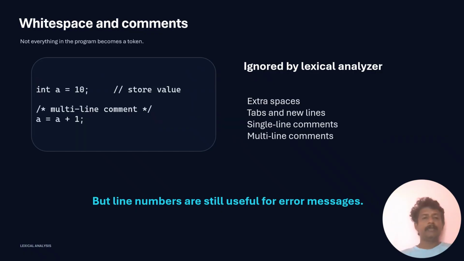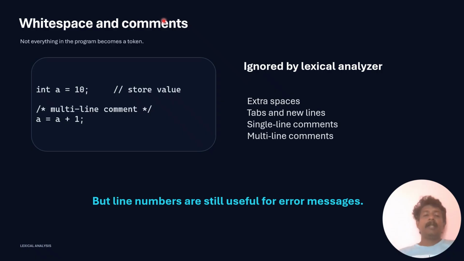Now, not every character becomes a token, right? Extra spaces, tabs, and new lines are normally ignored by the compiler. Why? Because their only purpose is to help the programmer understand what they are writing in the code, right? So what will the compiler do? The compiler will skip these extra spaces, tabs, or new lines in your code. It also ignores comments, like single-line comments or multi-line comments. So all of these get ignored by the compiler.